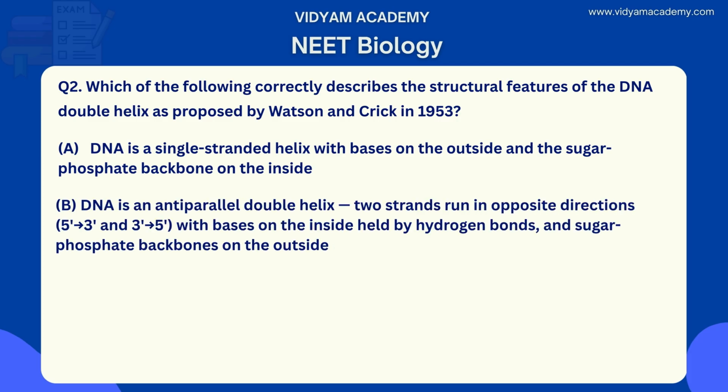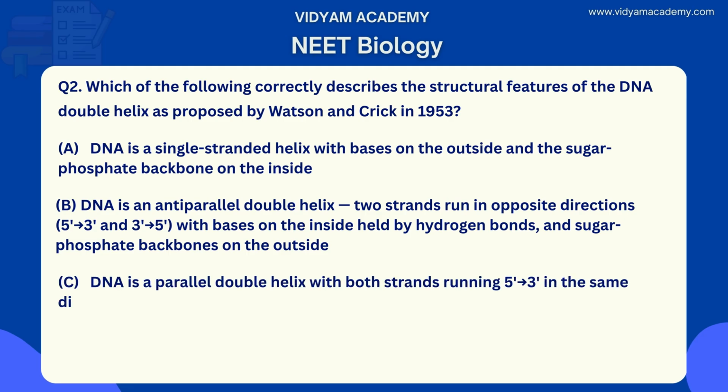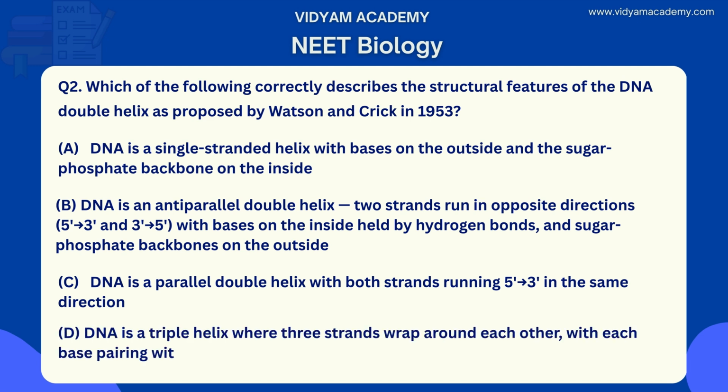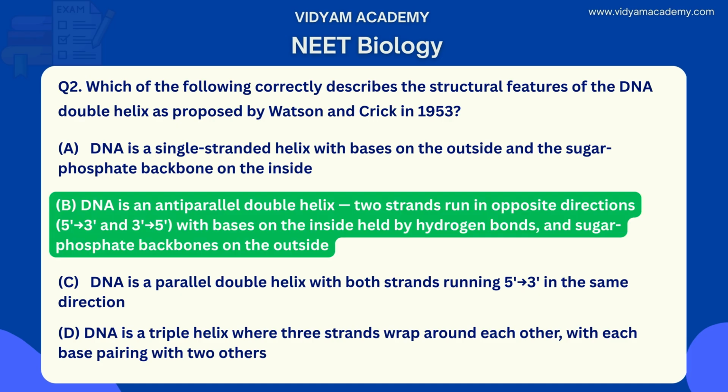DNA is an anti-parallel double helix, two strands run in opposite directions, 5 to 3 and 3 to 5, with bases on the inside held by hydrogen bonds and sugar phosphate backbones on the outside. Option C. DNA is a parallel double helix with both strands running 5 to 3 in the same direction. Option D. DNA is a triple helix where three strands wrap around each other, with each base pairing with two others. So what is the right answer for this question? Yes, the correct answer is option B.